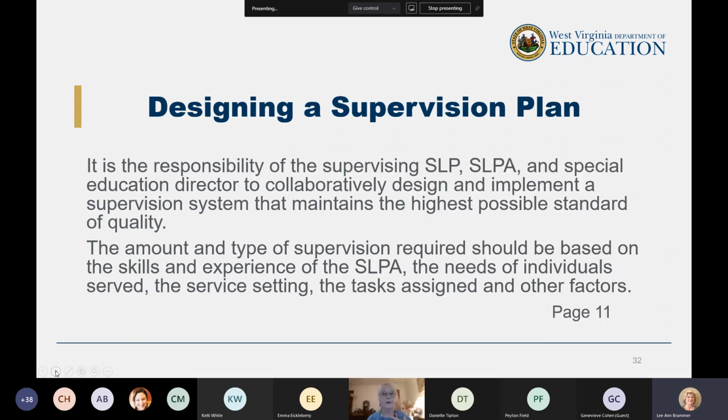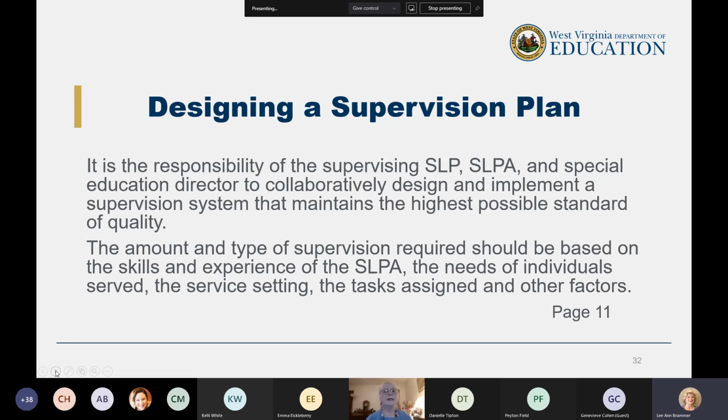Okay, on the next page, designing the plan. It makes a lot of sense that you two, your supervisor and the SLPA, work together, but really the special ed director needs to be involved too, especially if you're thinking outside the box and maybe looking at the caseloads a little differently. But the special ed director needs to know the amount of time that you need to do this supervision the way that it's supposed to be done.